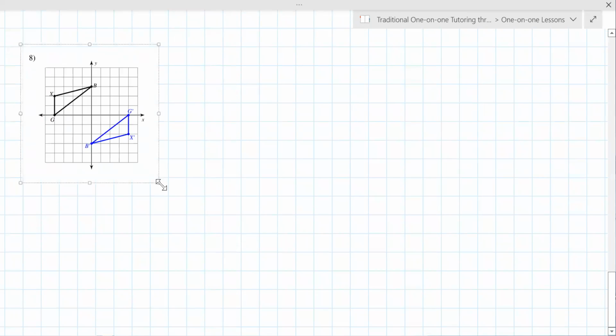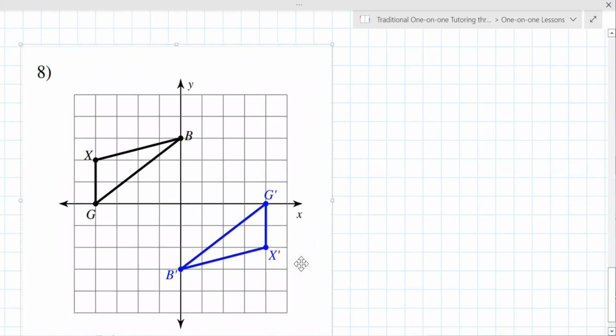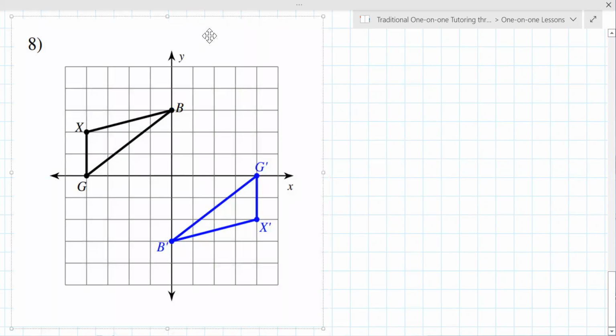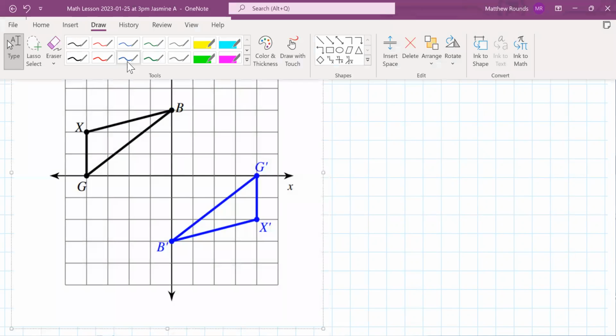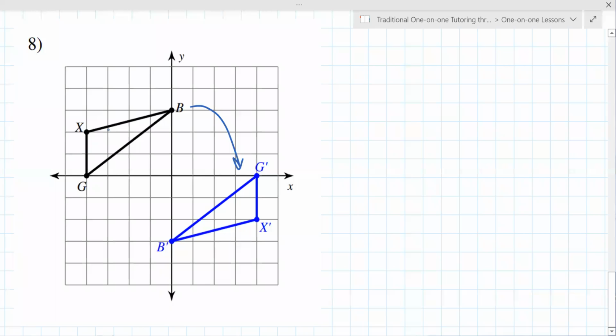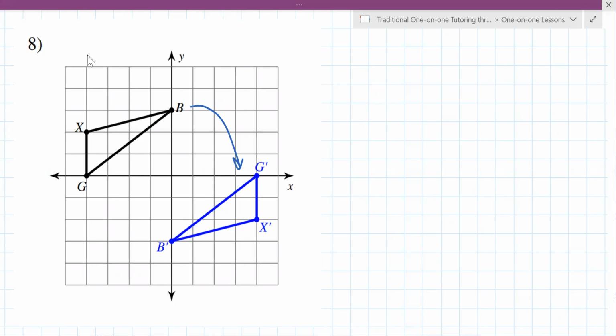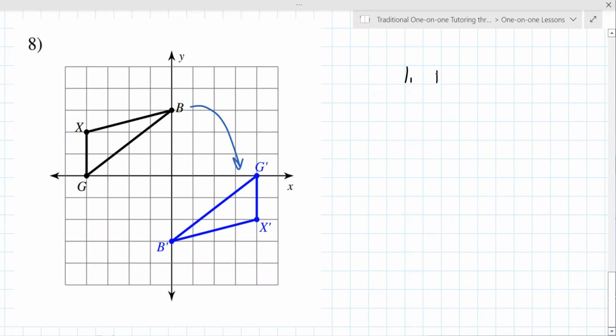All right, so here's a problem. It's this one right here. You're going from the unprimed points to the primes. The primes are always the post-image, or the image, and the ones without them are the pre-image. So this one's a little harder. You're not just going up, down, left, right, but that's always where you start. You always hope for just shifts, up, down, left, or right.